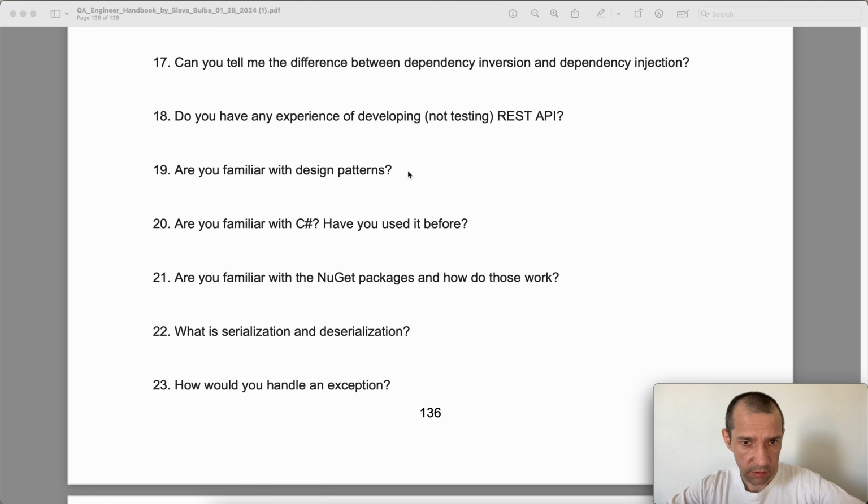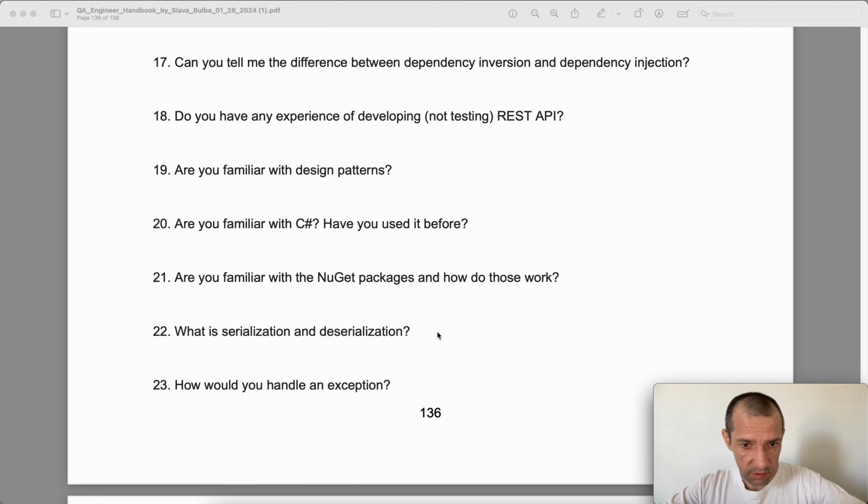Are you familiar with design patterns? Here I mentioned first of all the page object pattern for UI, also singleton, facade, proxy, class factory. I'm familiar with C#, have used it before. It looks like in that particular position they were interested in C# specifically. Are you familiar with NuGet packages and how do those work? So basically it's an analogy of Maven in Java, a dependency management tool.